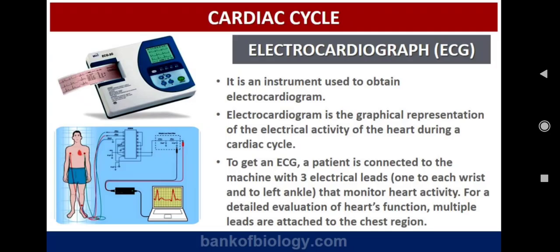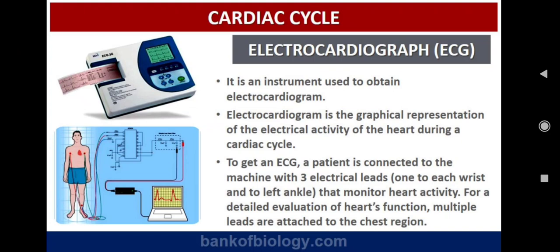Okay, next, look at this. The electrocardiograph is an instrument. Usually we call it ECG. For what is this instrument utilized? Listen, it is an instrument used to obtain an electrocardiogram. An electrocardiogram is the graphical representation of the electrical activity of the heart during a cardiac cycle.